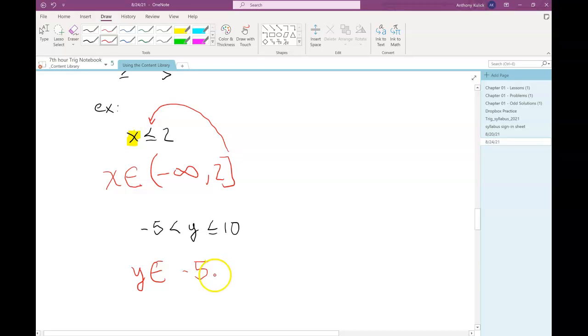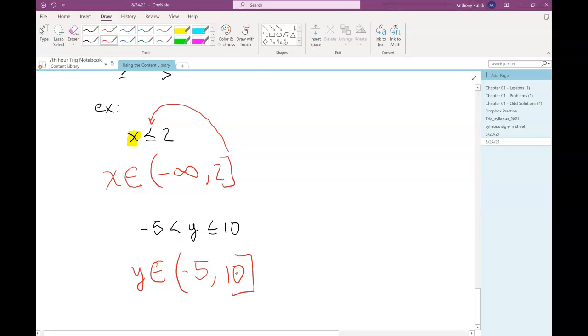Okay. The upper bound here would be 10. Now, since -5 is not less than -5, when I plug -5 in for y, it doesn't satisfy that inequality. It's going to get a parenthesis. And because 10 is less than or equal to 10, when I plug 10 in for y, that one's going to get the bracket.